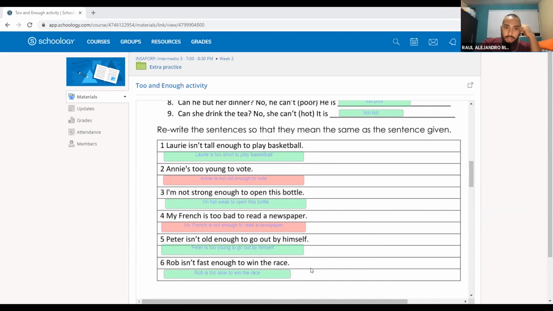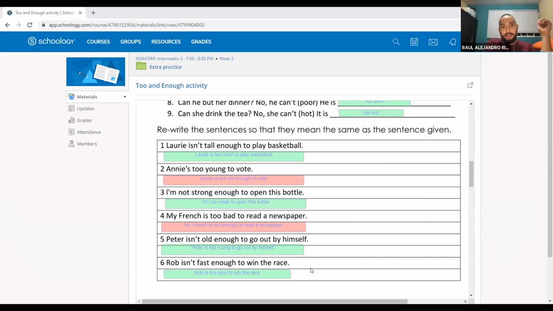My French is not good enough. Yes, we wrote it different. My French is not good enough. Of course. Good enough. You read the newspaper. It's not good enough to read a newspaper. Okay. Yes.